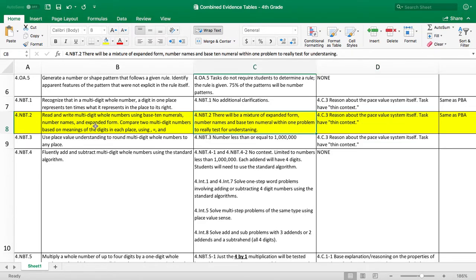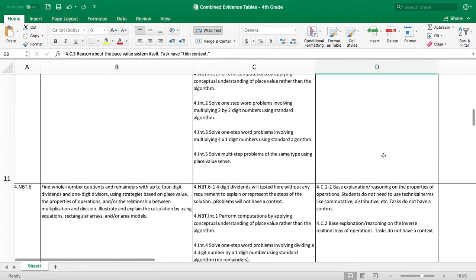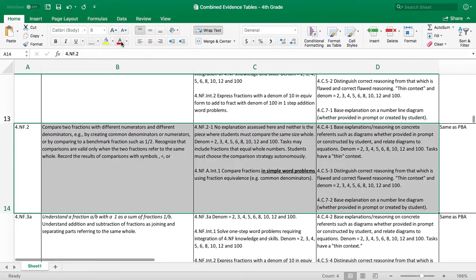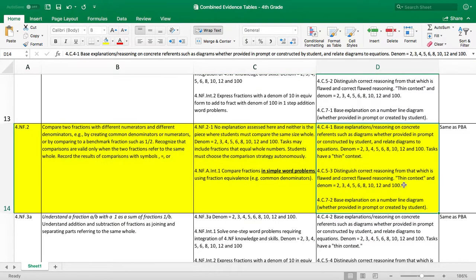So here we are, read and write multi-digit numbers using base 10 numerals, compare two multi-digit numbers. In the short answer, they tell us there will be a mixture of expanded form, number names, and base 10 numerals within one problem to really test for understanding. And in the constructed response, they tell us that they want us to reason about the place value system itself. And if you look, that is basically the theme for all of the comparisons.